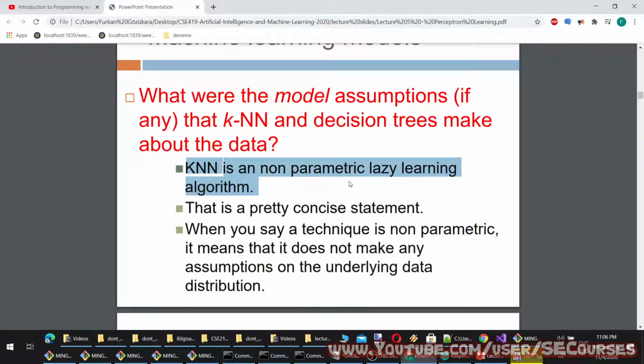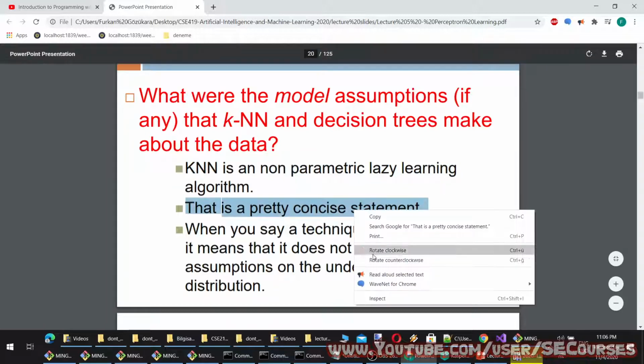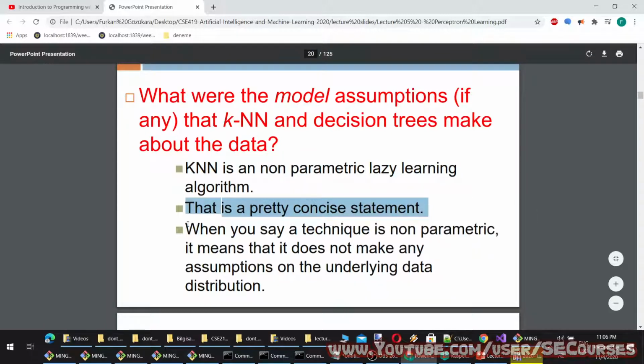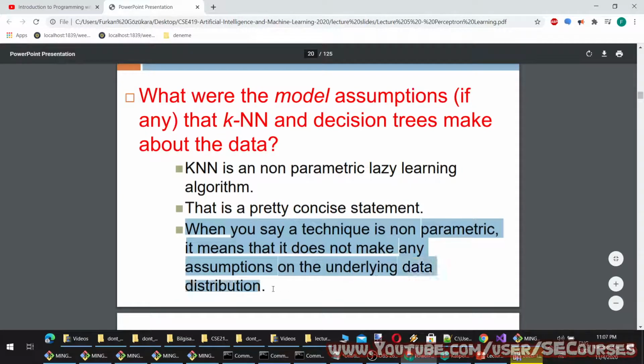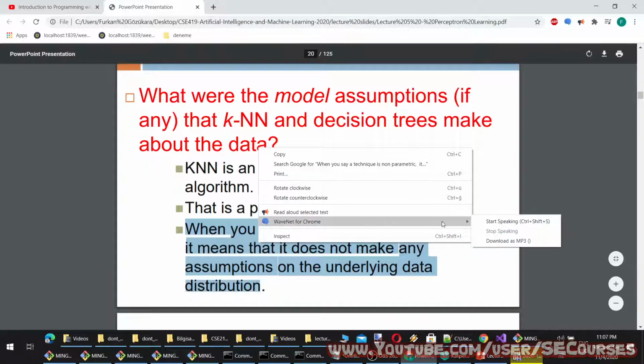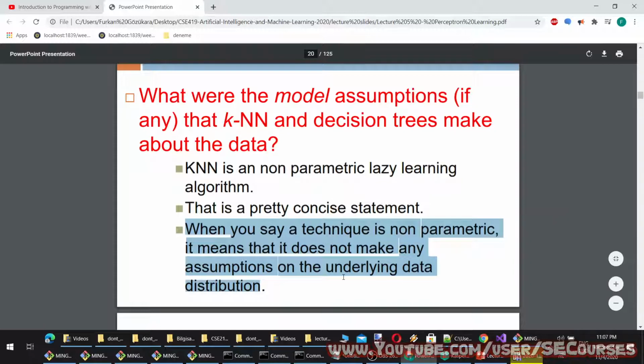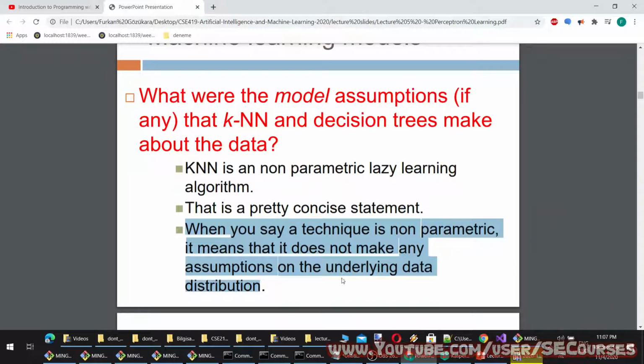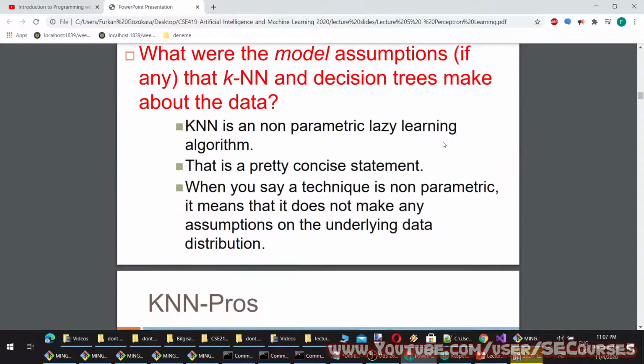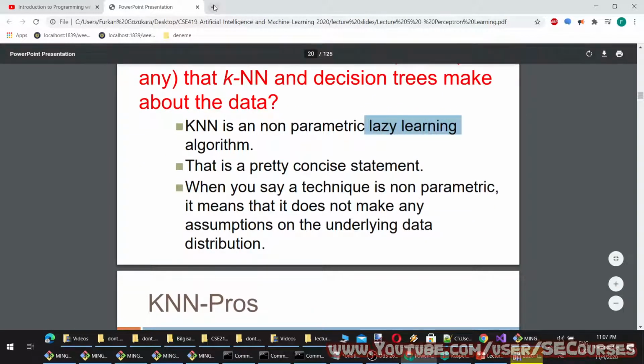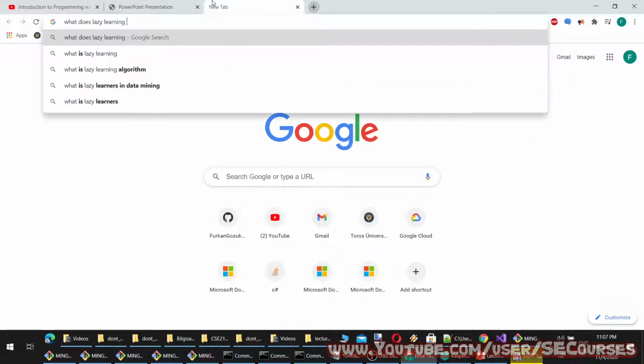KNN is a non-parametric lazy learning algorithm. That is a pretty concise statement. When you say a technique is non-parametric, it means that it does not make any assumptions on the underlying data distribution. So KNN doesn't make any assumptions about the data. Okay, so what does lazy learning mean?